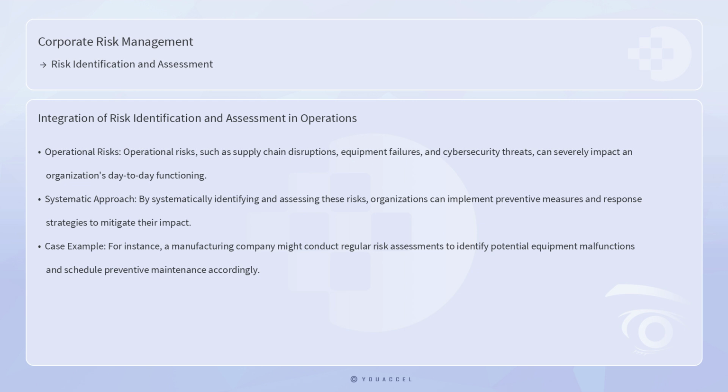The integration of risk identification and assessment into operational processes is equally critical. Operational risks, such as supply chain disruptions, equipment failures, and cybersecurity threats, can severely impact an organization's day-to-day functioning. By systematically identifying and assessing these risks, organizations can implement preventive measures and response strategies to mitigate their impact. For instance, a manufacturing company might conduct regular risk assessments to identify potential equipment malfunctions and schedule preventive maintenance accordingly, thereby minimizing downtime and maintaining productivity.